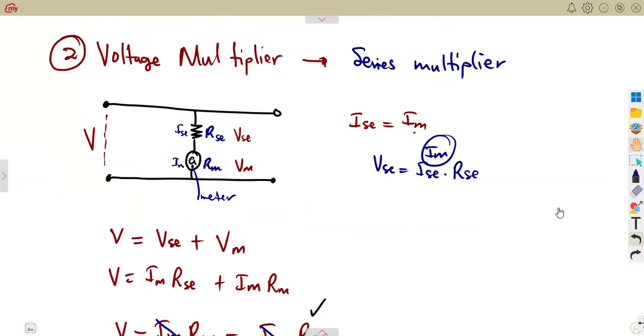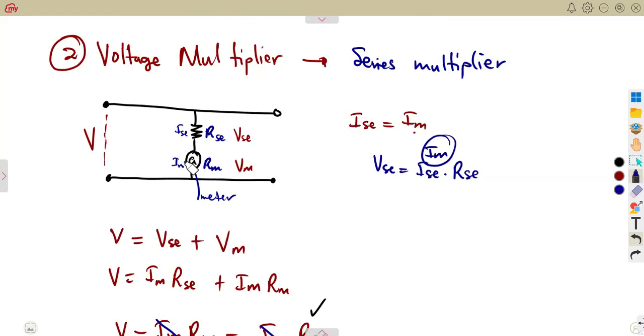And like I said, in this connection, considering the currents, the series current and that of the meter is the same. So you have to consider these two things into application.